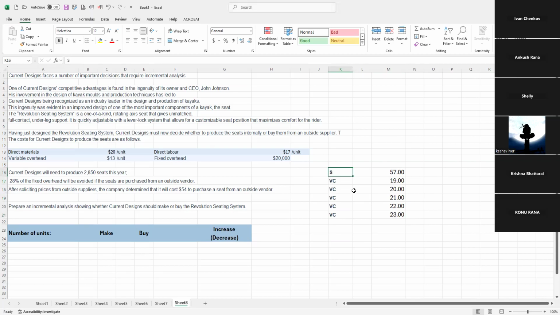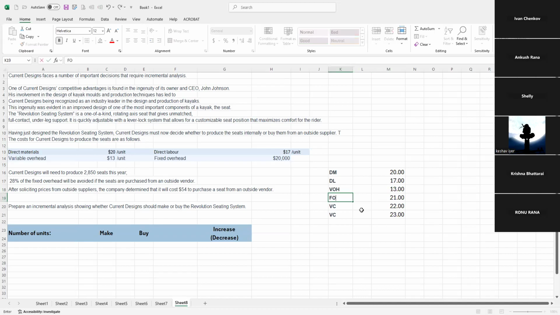Let's see what information we have. We don't have a sales price, right? We don't care about sales. Here, we're not selling it, we're making it. What kind of cost do we have? Direct material. How much is the direct material? $20 per unit. Then we have direct labor. How much direct labor? 17. Then what do we have? Variable overhead, which is $13.